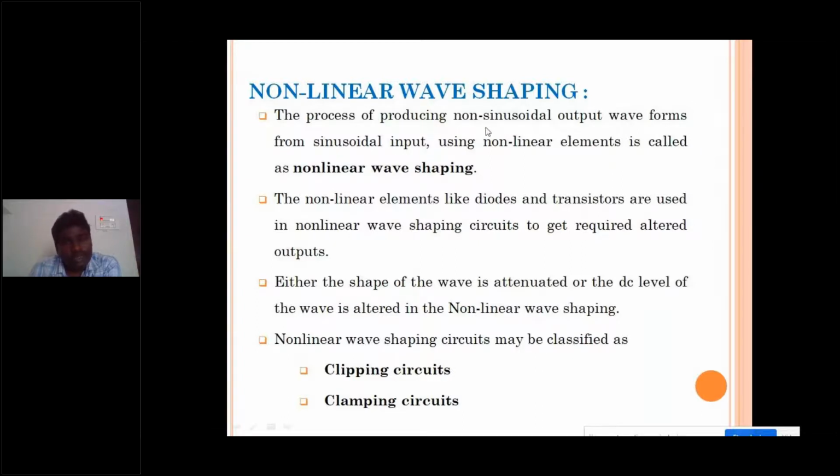So you can see the definition of it. The process of producing non-sinusoidal output waveforms from the sinusoidal input. In linear wave shaping, if you apply a sinusoidal signal, the output shape is a sinusoidal signal. But in non-linear wave shaping, if you apply a sinusoidal signal, some part of the sinusoidal signal is going to be removed, eliminated. That is called non-linear wave shaping, right? So in non-linear wave shaping, we are going to study about the clipping circuits and clamping circuits.